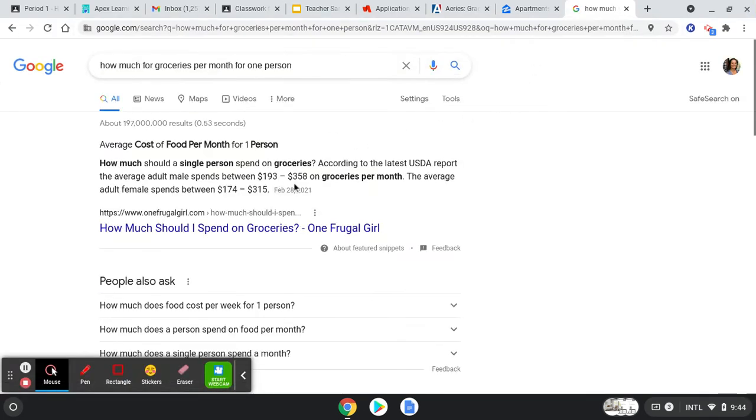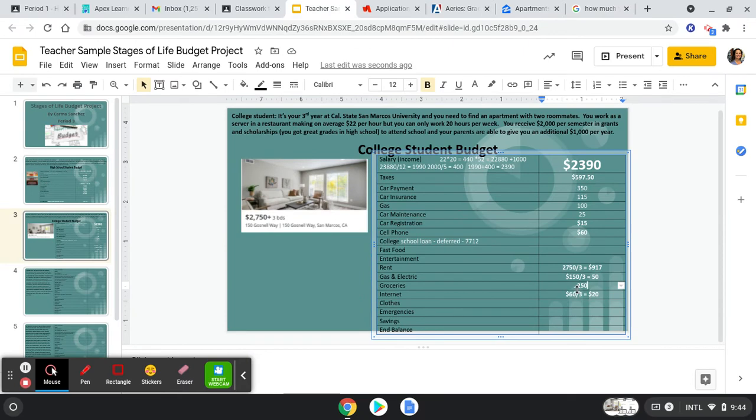It's between $193 and $358 on groceries per month. So you decide who you are, right? The average adult female, the average adult male, what amount of money within that range do you want to put? So I'm going to go back and just leave it as $250. I'm not going to put any clothes in the budget or emergency, and I'm going to see if there's any leftover for savings for fast food.